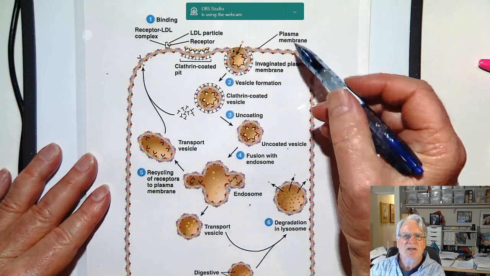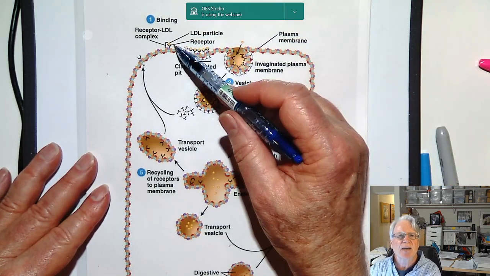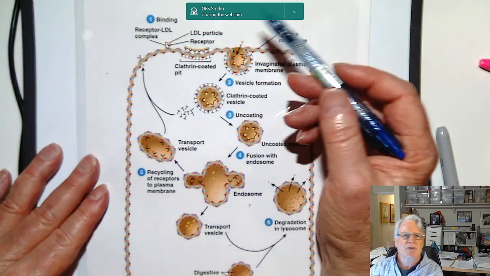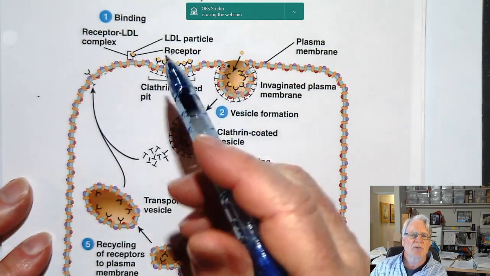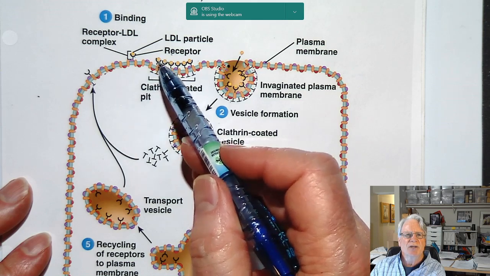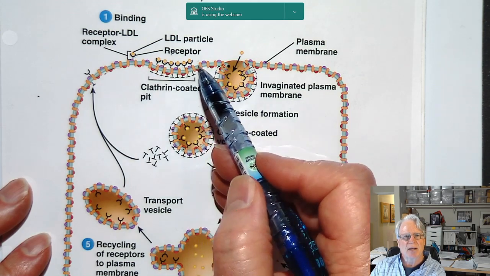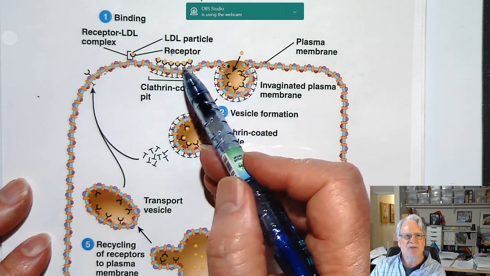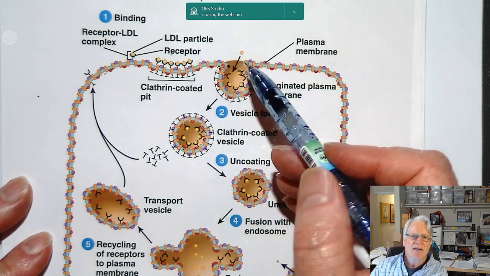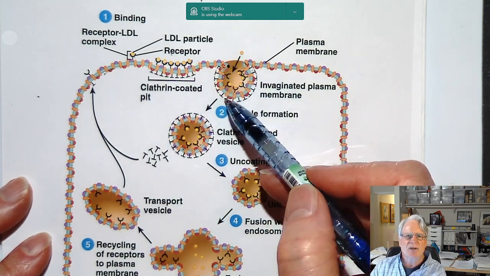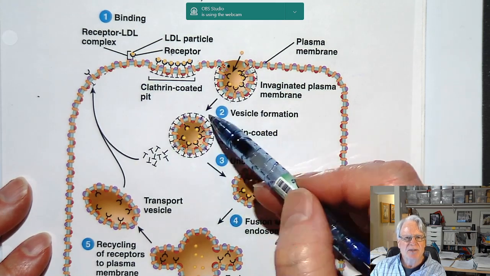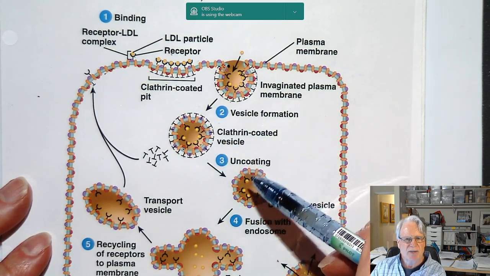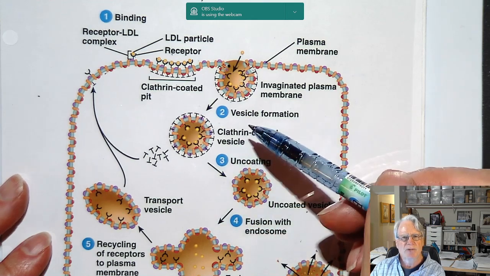All right, endocytosis. Here's what we want to capture. Don't worry about the receptor and all that kind of stuff. That's not really something we need to pay attention to. The point that we're making is that we're capturing something on the outside of the cell. In this case, we have receptors that bind to that. And then we create a vesicle and pinch that off and bring it into the cell.